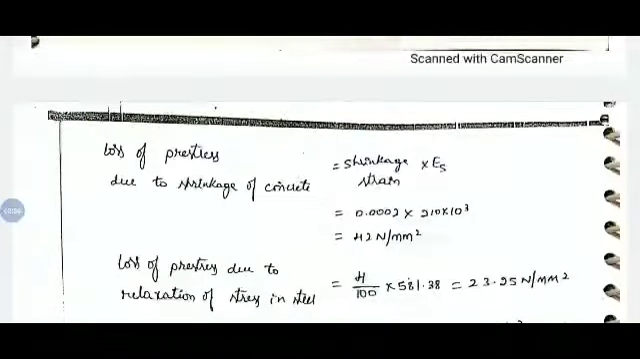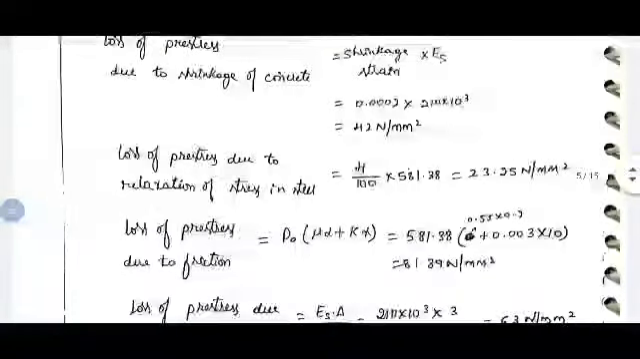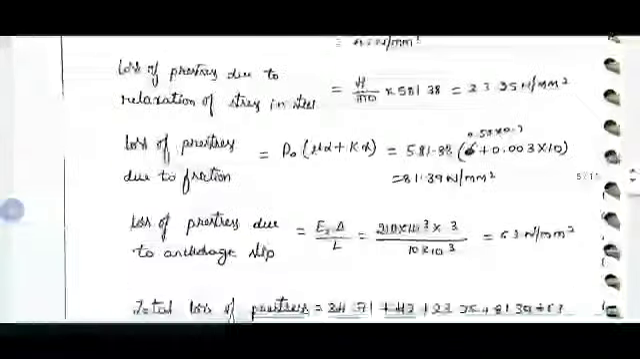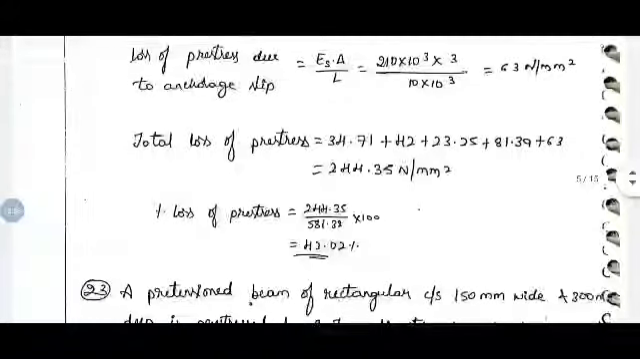Loss due to shrinkage, then relaxation of stress, it is 4%. Here loss due to friction, you can take the difference also. Loss due to anchorage slip, so total loss and percentage loss.